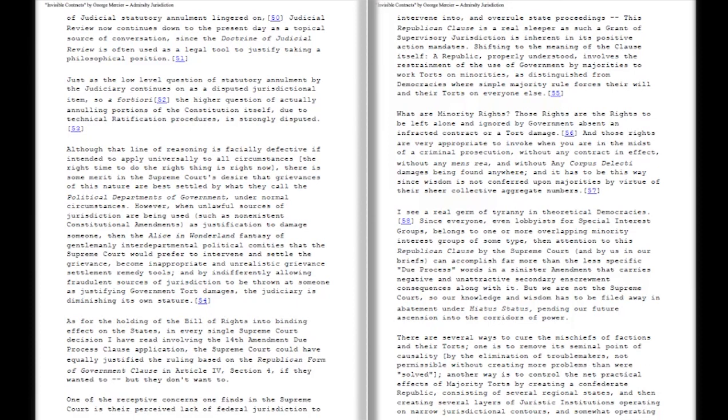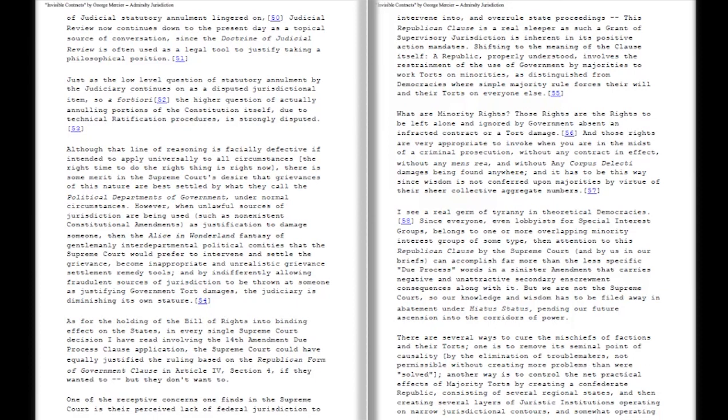However, when unlawful sources of jurisdiction are being used, such as non-existent constitutional amendments, as justification to damage someone, then the Alice in Wonderland fantasy of gentlemanly interdepartmental political committees that the Supreme Court would prefer to intervene and settle the grievance become inappropriate and unrealistic grievance settlement remedy tools, and by indifferently allowing fraudulent sources of jurisdiction to be thrown at someone as justifying government tort damages, the judiciary is diminishing its own stature.